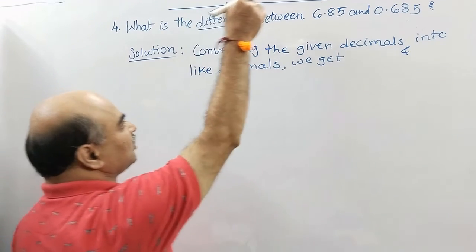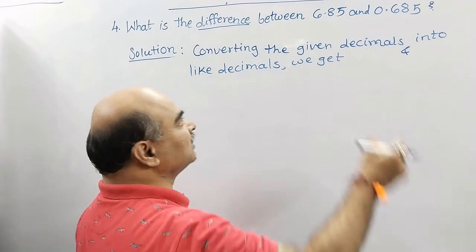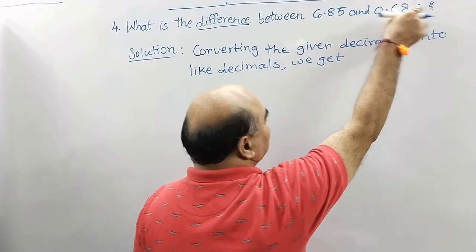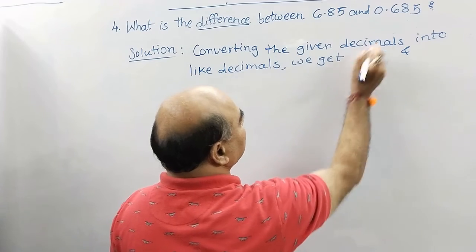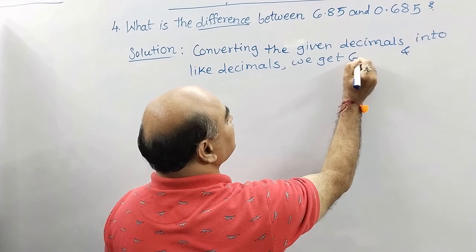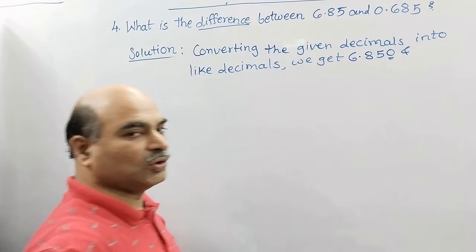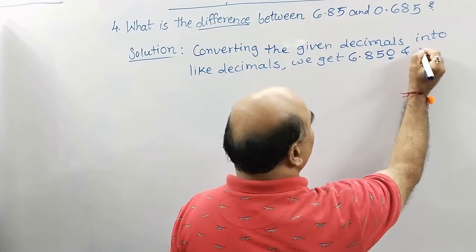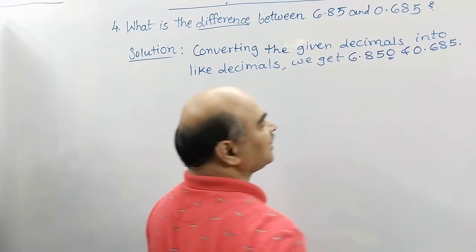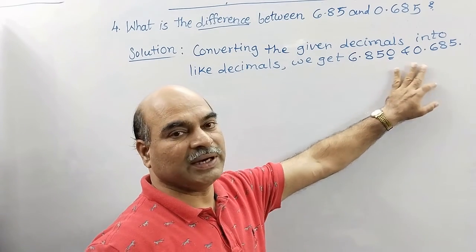First of all, observe whether these are like decimals. No, these are not like decimals, so we have to convert these into like decimals. Here we have 2 decimal places and here we have 3 decimal places. So the 2 decimal places become 3 if we add a 0 to that decimal. And now the second decimal has 3 decimal places. So now we got 2 like decimals.